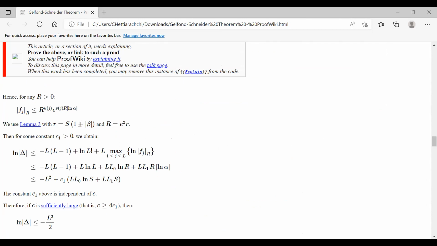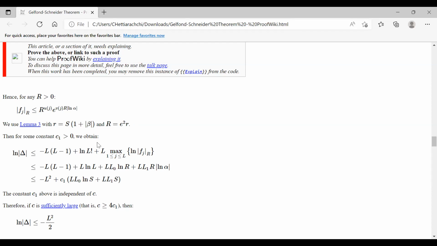Okay, then we are going to use lemma 3. We get this from lemma 2, yes. We are going to apply lemma 3 with r equal to, we specify the values for r now. r will be S times 1 plus absolute value of beta, and capital R will be E squared R.